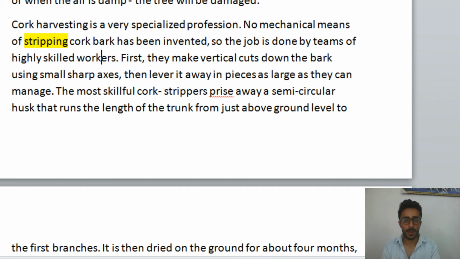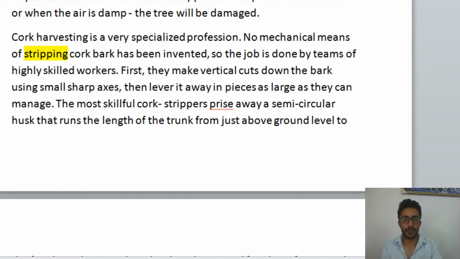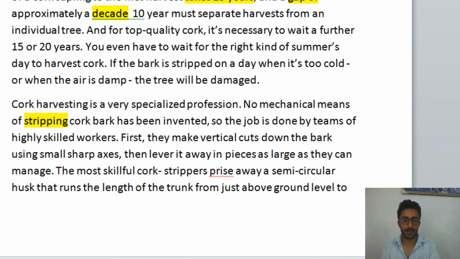Fine. So if I talk about the stripping, "no mechanical means," but that is not any kind of weather. If I move to the weather, whether they are talking about it here, like too cold or the summer, that's fine, that is the real location of it.